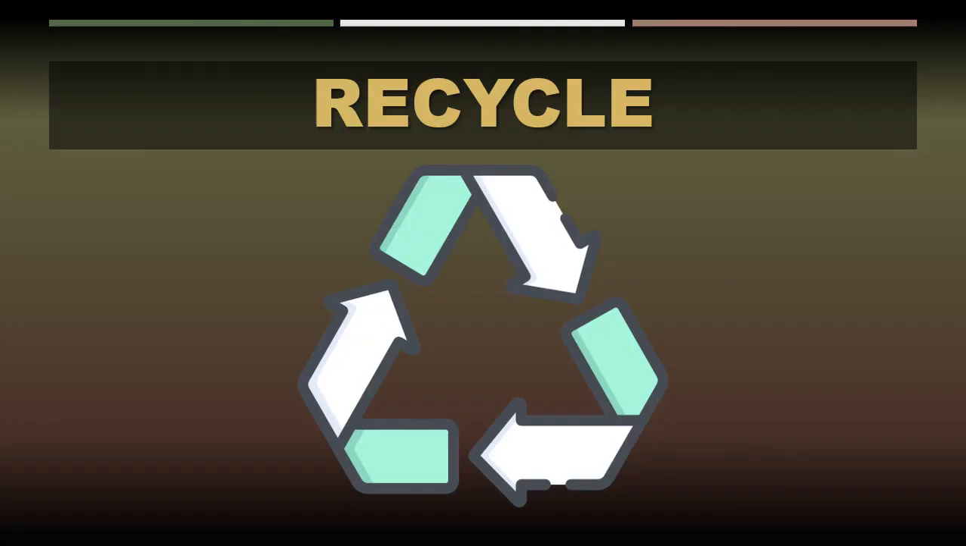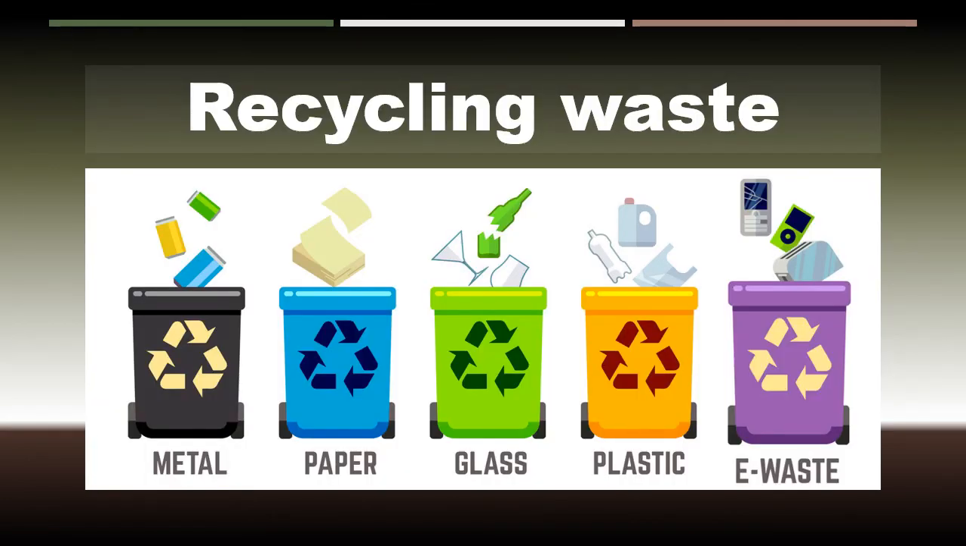I believe that most of you have heard the word recycle and seen this sign before. Recycling depends on the material that was used to produce the product, for example glass, paper, aluminum, metal, and e-waste. There are five main kinds of recycled waste, which are metal, paper, glass, plastics, and e-waste.